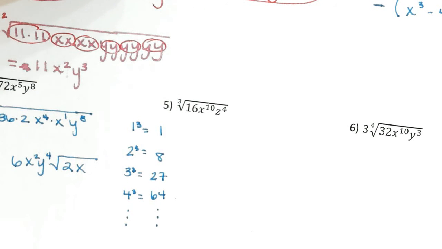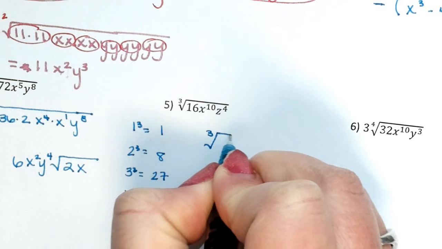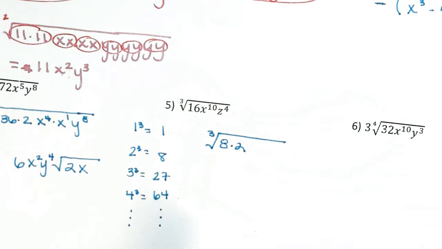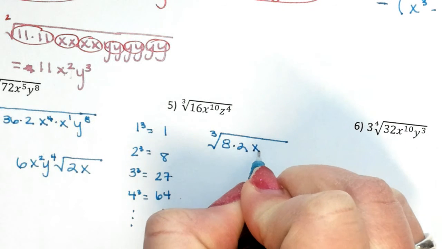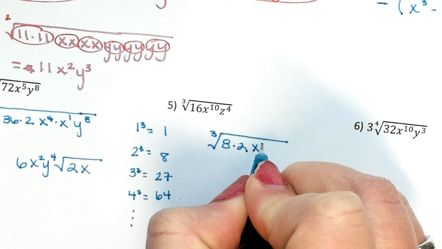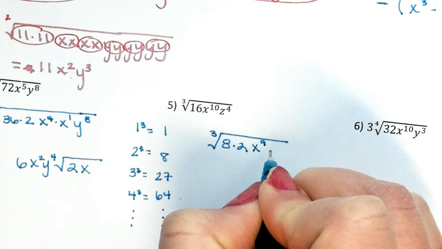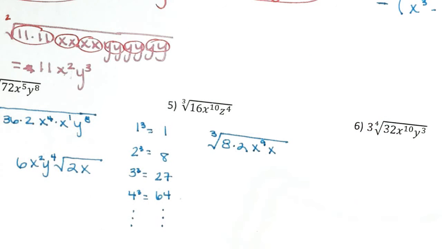So how could we write 16 using one of these numbers? 8 times 2. So I'm going to change this to 8 times 2. Is 10 going to be divisible by 3? No. So how should I write this then? X to what power would be divisible by 3? To the 9th. X to the 9th times what gives you x to the 10th? X to the 1st, yeah. So that'll give you x to the 10th.